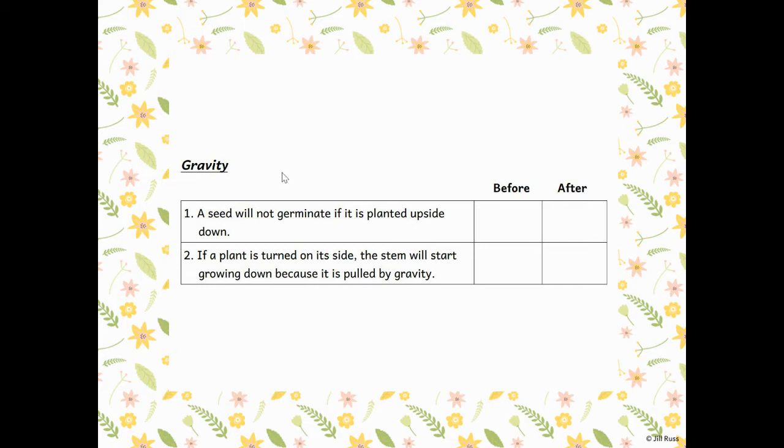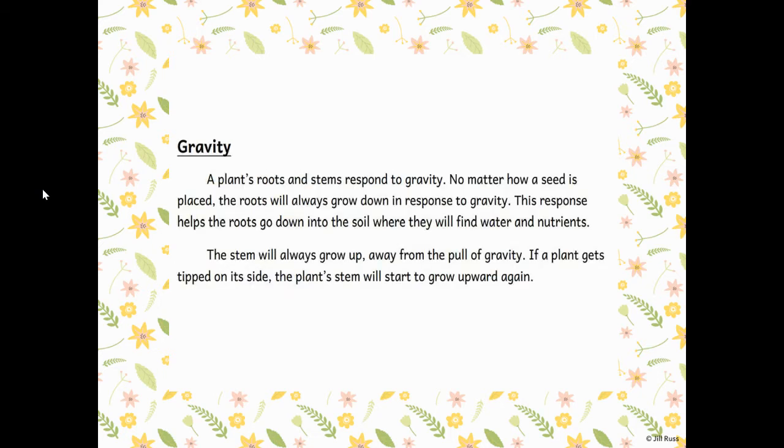Our second statement today says, if a plant is turned on its side, the stem will start growing down because it is pulled by gravity. If a plant is turned on its side, the stem will start growing down because it's pulled by gravity. Go ahead and mark what you think on that. All right, now that we've done that, let's go ahead and get started.